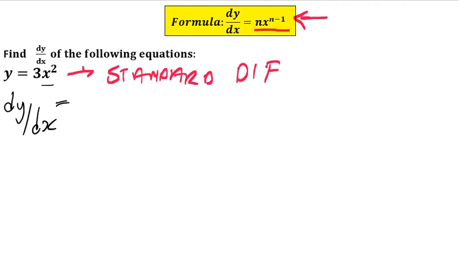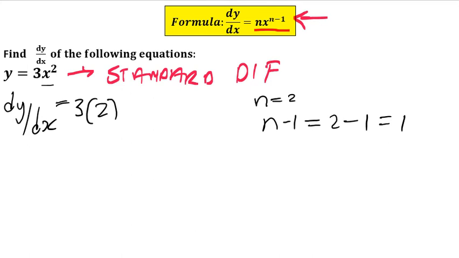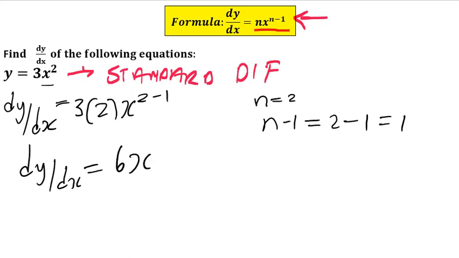So you're just gonna say your n, let's write on the side here, n equals to 2, okay, and then n minus 1 equals to 2 minus 1 equals to 1. Okay, so let's just write the equation. It's 3 into our n. What is our n? It's 2, and then x to the power 2 minus 1. So your dy over dx will be equals to 6x, then 2 minus 1, we know it's 1, so this is equivalent to 6x. So this is your answer for this equation.